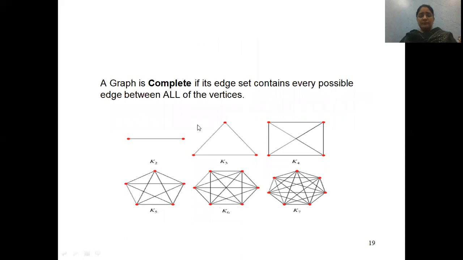A graph is complete if its edge set contains every possible edge between all of its vertices. So in the first diagram, there are two nodes, and there is a connection between these two nodes. In this one, we have three nodes, and this network also has all possible connections between the nodes. So these are examples of the complete graph.